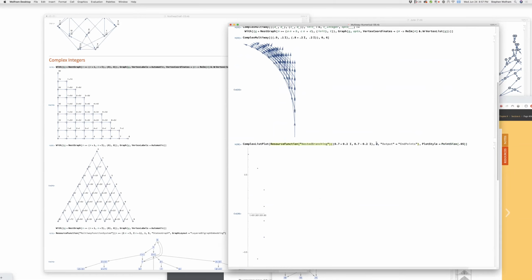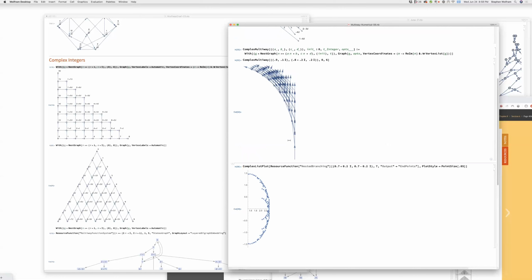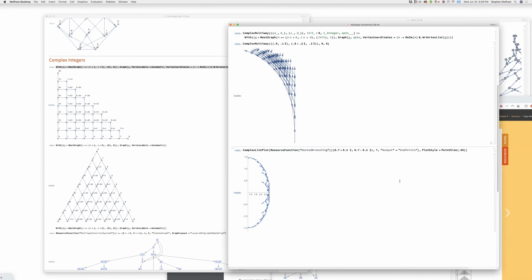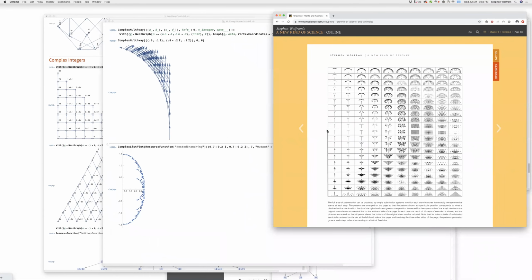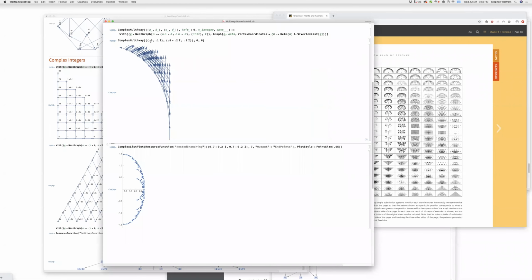0.05, okay, let's try like 7 steps. Okay, fine. So that is the same type of idea, but that's giving us the endpoints here. So let's look, for example, at the map that we have in the NKS book, which gives us a complex number and its conjugate there, I think.